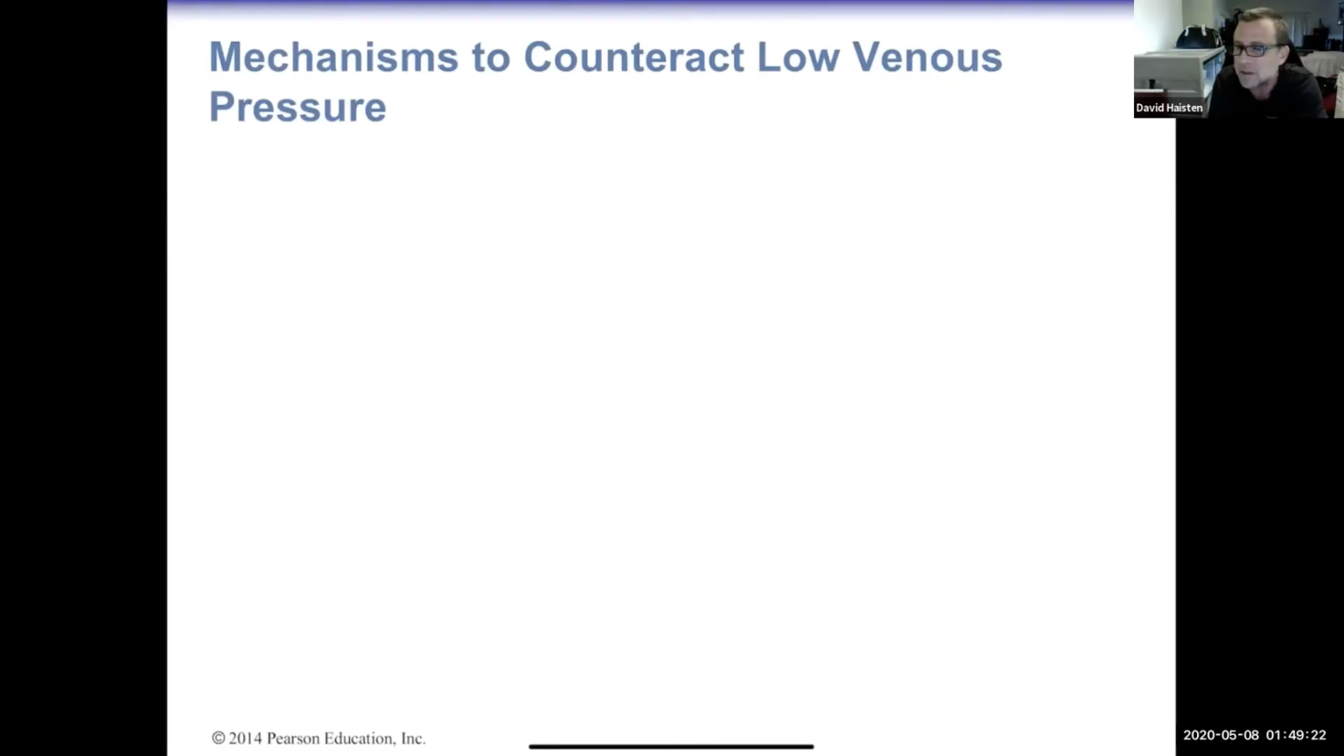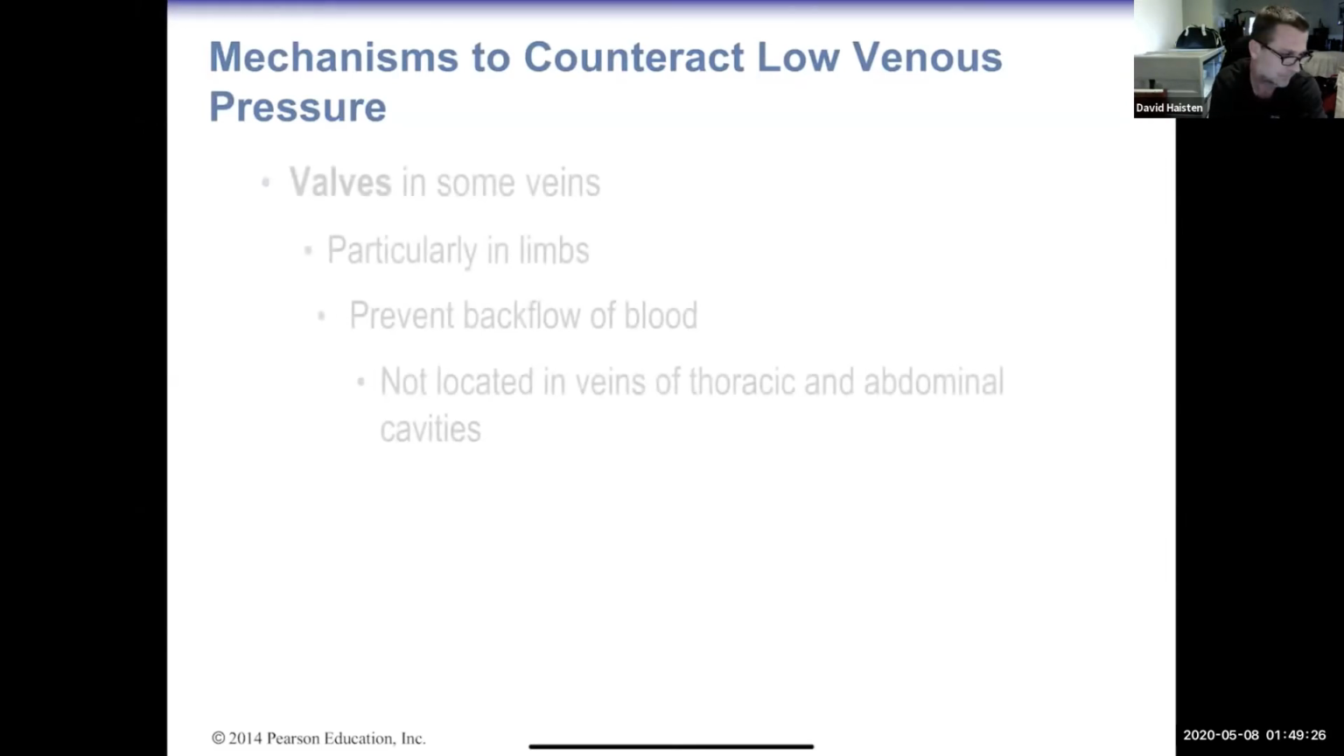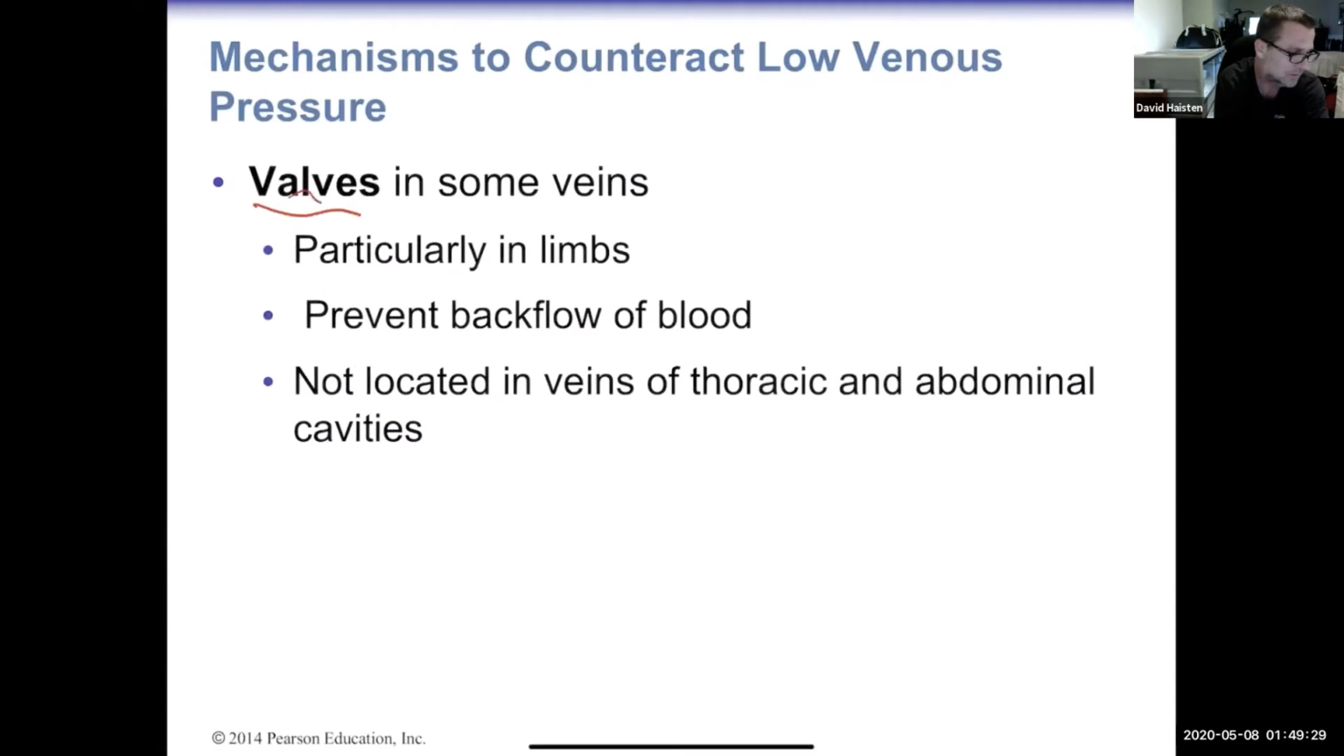So how are we gonna deal with this low venous pressure and get blood back to the heart? Valves, that's why there's valves in veins. So you have valves in the veins, it prevents backflow of blood. Where are you gonna find valves? In your limbs. Not located in veins of your thoracic and abdominal cavity. So your trunk, no valves. Only in your limbs and then in some of the veins of your neck.